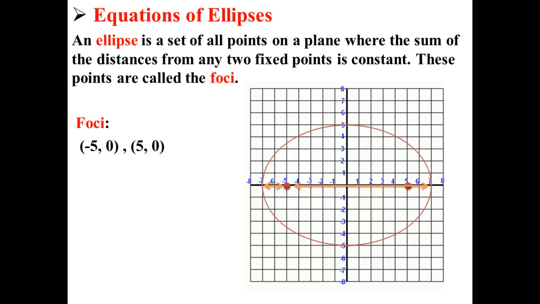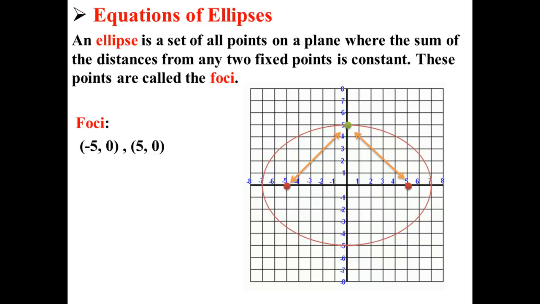Let's look at the point on the left. The two distances from that point to the foci are 2 and 12. So if we add those together, the sum is 14.